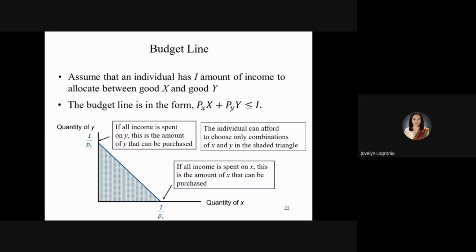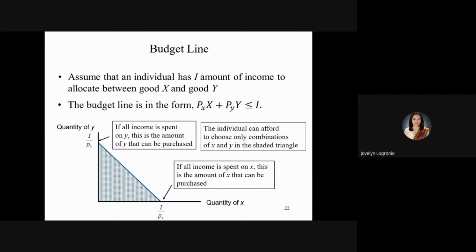Okay. Assume that an individual has I amount of income to allocate between good X and good Y. So the budget line is in the form: price of X, and again, we denote prices of commodities as P, so P sub X stands for the price of X, times X, the good X, plus the price P sub Y, the price of good Y, times the quantity purchased or the number of units of Y, is less than or equal to the amount of income of the consumer.